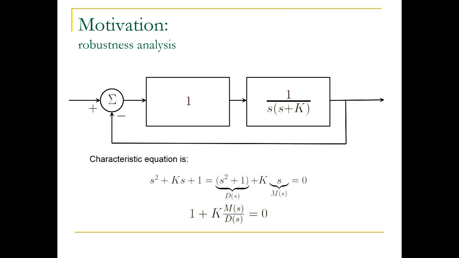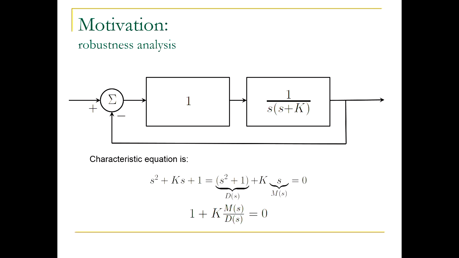So this can be used as a robustness analysis tool. I have a given fixed controller, and then I'm looking at how a plant parameter affects stability of my system or performance of my system. So you can use root locus in this situation.